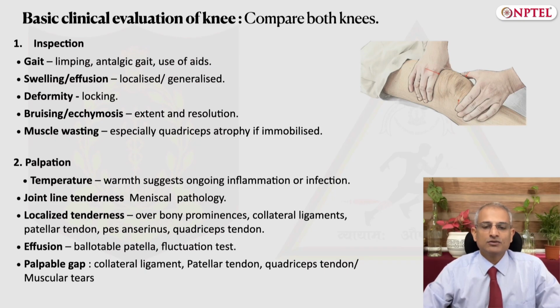A localized tenderness over bony prominences may be present, and it may indicate bony injury or injury to the collateral ligaments, the patellar tendon, the pes anserinus, which may be noted. Or sometimes the tenderness may be over the quadriceps tendon. Any effusion, if present, should be checked by the ballotability of patella or by fluctuation test. Any palpable gap in the collateral ligaments or patellar tendon or quadriceps tendon, or even the muscles, needs to be checked. And this gap generally indicates a frank tear.